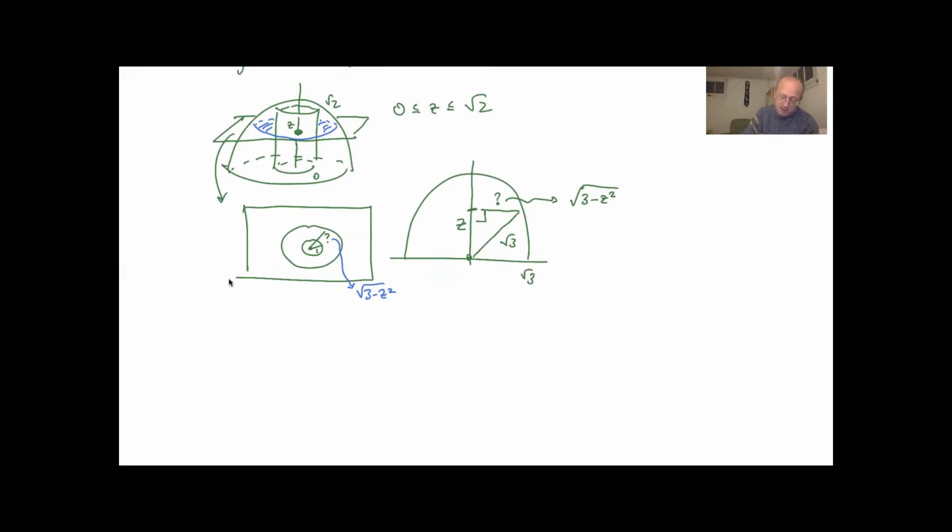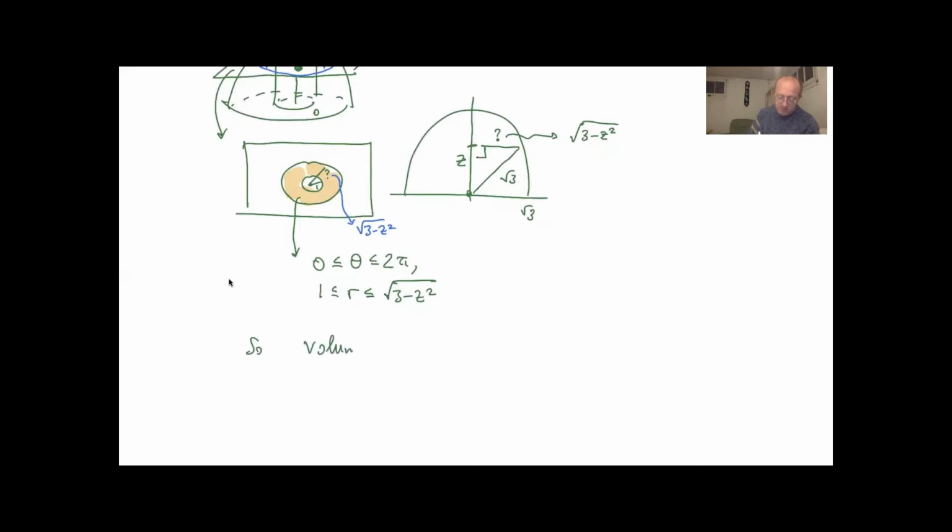With that, we can now describe this region in cylindrical coordinates, or in Cartesian coordinates, but that will be a little bit of a mess. So let's not try Cartesian coordinates. It's an interesting challenge if you want to try that. In cylindrical coordinates, this region will be described by the angle theta going from 0 to 2 pi, and the radius going from 1 to square root of 3 minus z squared.